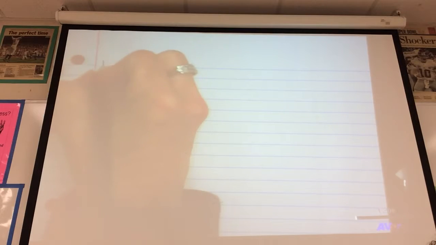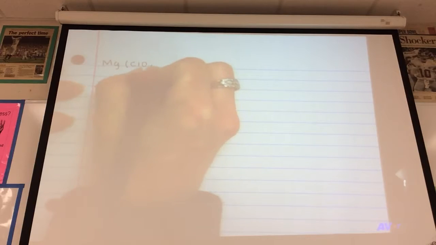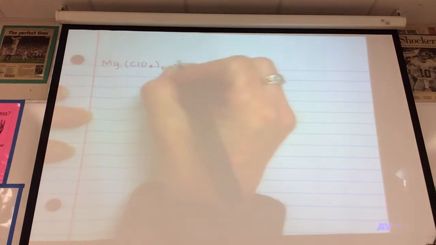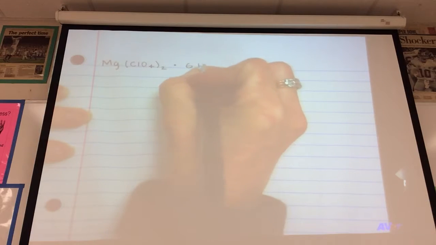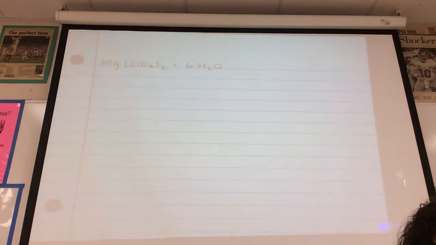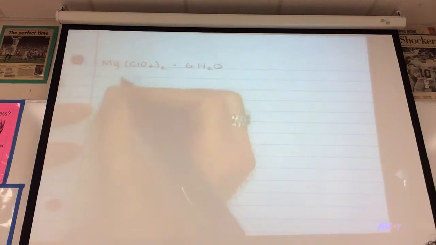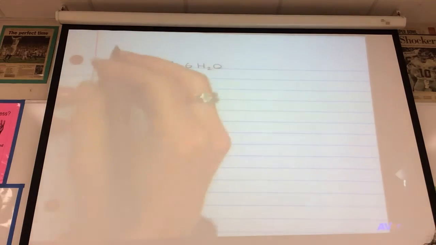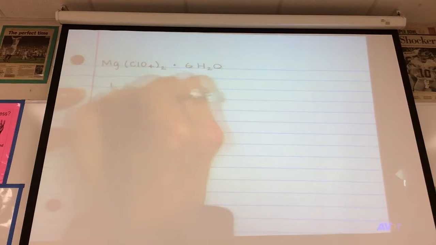We have magnesium perchlorate, hexa is 6 waters. First thing we have to do is get the formula mass, or the second thing once we write the chemical formula, is get the formula mass of the hydrate.